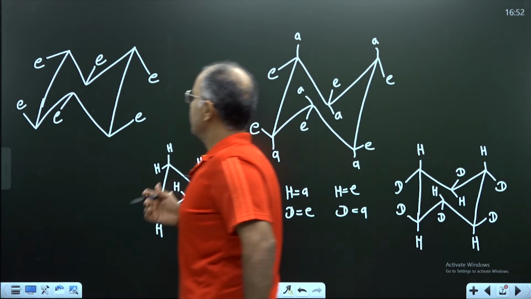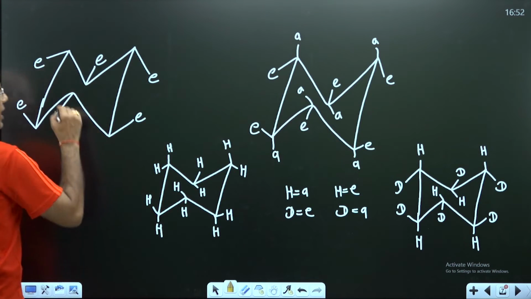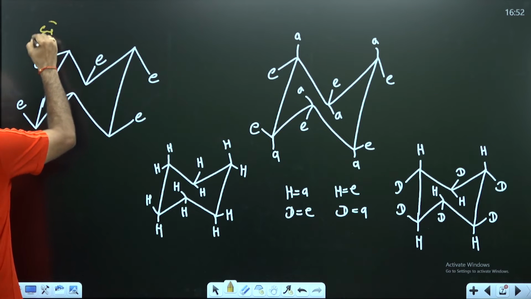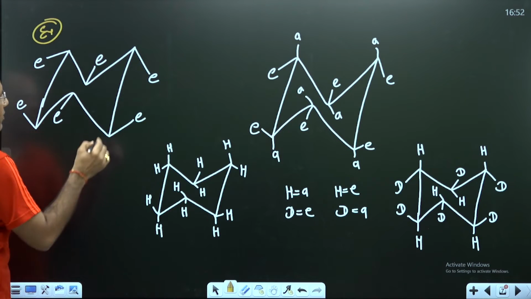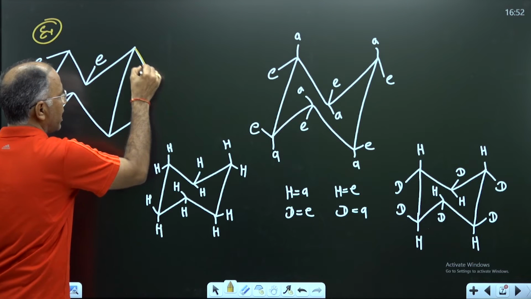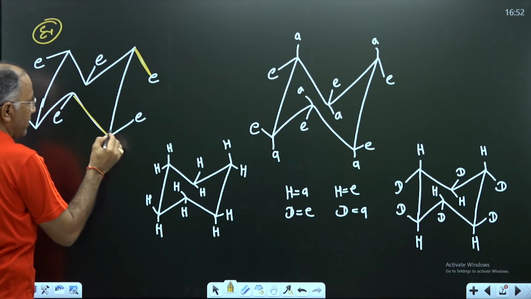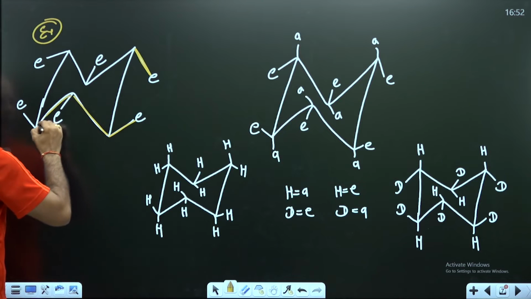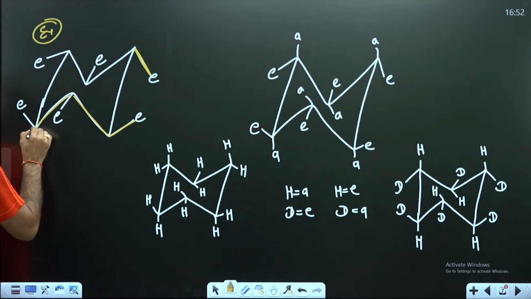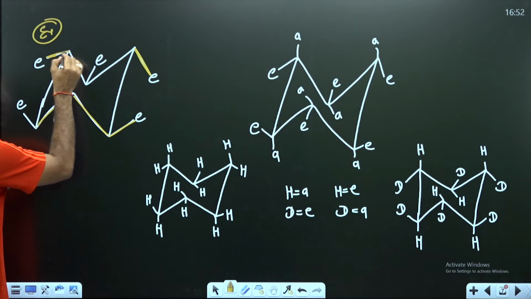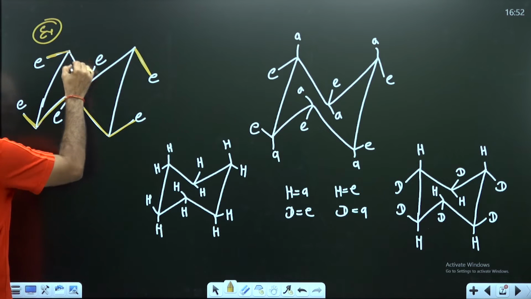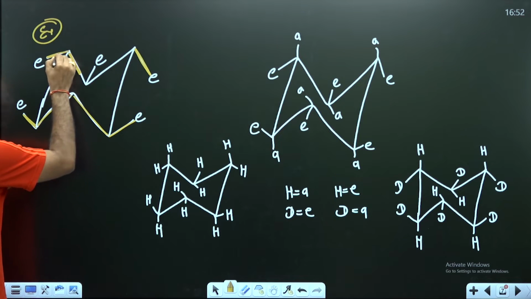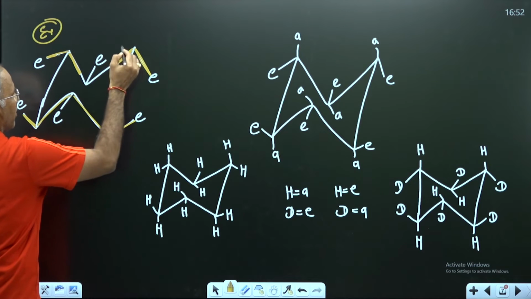Now let us see some more examples regarding equatorial and axial. This is our chair form. This equatorial bond is parallel to this carbon-carbon bond. Similarly, this bond is parallel to the next carbon-carbon bond. This equatorial bond is parallel to the next carbon-carbon bond. This is parallel to the next carbon-carbon bond.